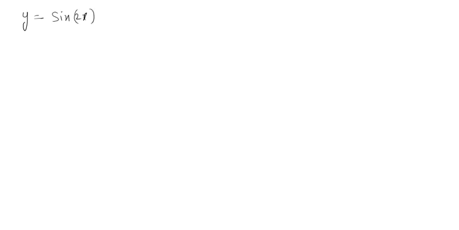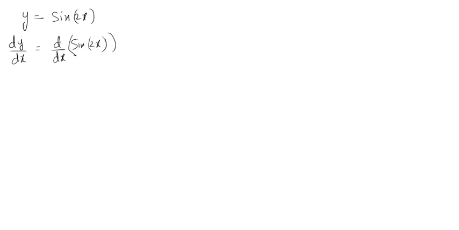Now, how will you differentiate sine of 2x? We all know that the differentiation of sine of x is cos x. But what is the differentiation of sine of 2x? Is it cos of 2x? So, let us see. So, we have to find dy by dx, which is nothing but d by dx of sine of 2x.